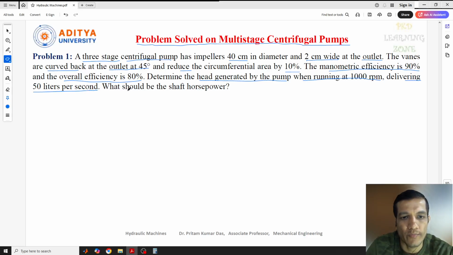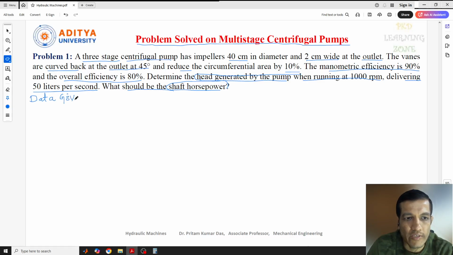What should be the horsepower? What should be the shaft horsepower? That means we need to calculate two things. One is the head generated by the pump. Another one is the shaft horsepower. So two things we need to calculate. Before that, we need to write down the data given here. So what data are given in this question?